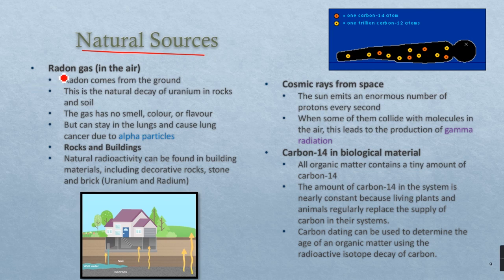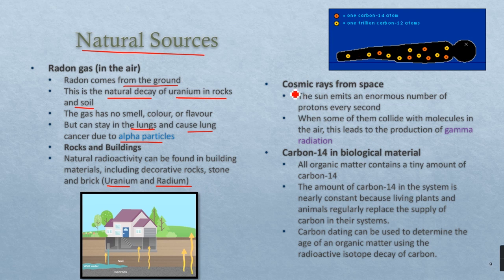So as we said, radon gas that's present in air comes from the soil or the ground, and it comes from the natural decay cycle of the uranium in the rocks or in the soil. It has no smell, no color or flavor. However, if it stays in our lungs, it can cause lung cancer due to the alpha particles bombarding the cells in our body. And then we can talk about the rocks and the buildings, where they also have this kind of decay of uranium and radium particles.